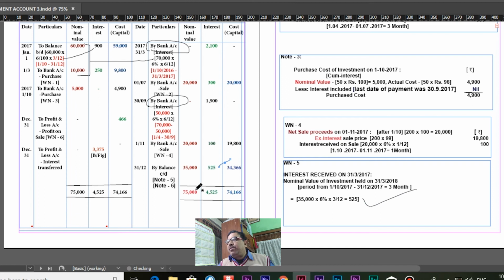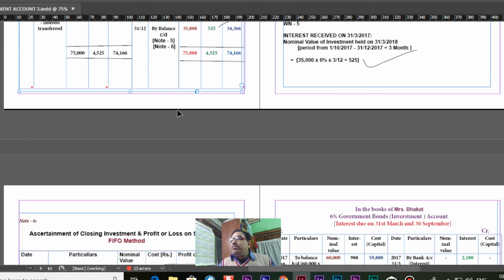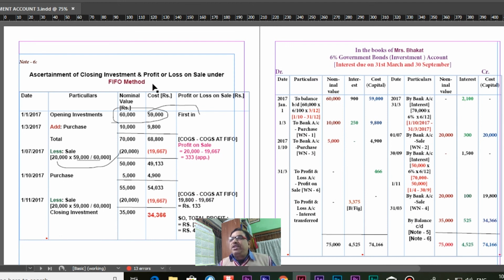Okay, that amount 525. This amount complete, and naturally you have to add interest column. We got this amount 4,525, and here on the debit side was 900, 250. Naturally balance will be 3,375. Okay, the two columns are okay. Naturally the third column is to be calculated. Now how to calculate the third column, it is very important, and come to note number 6.